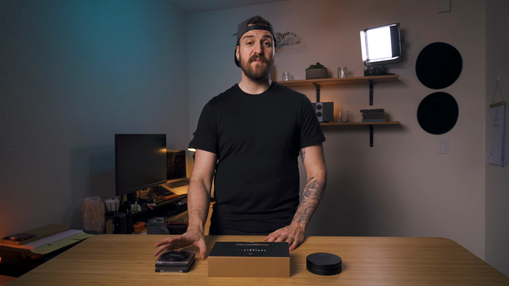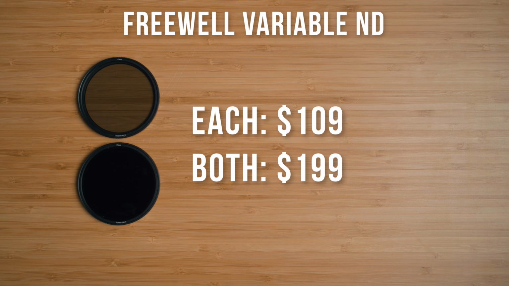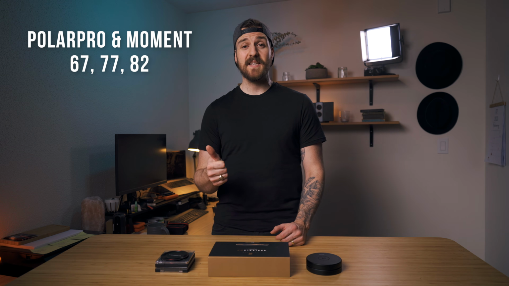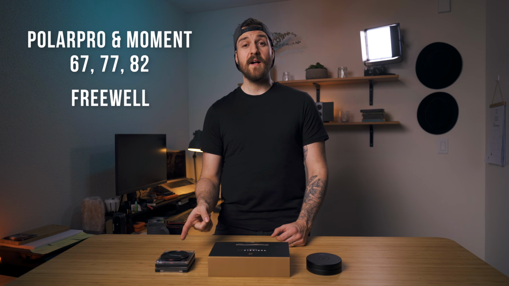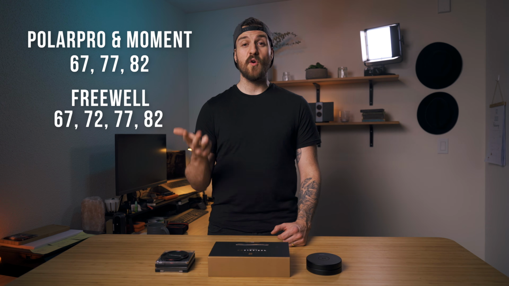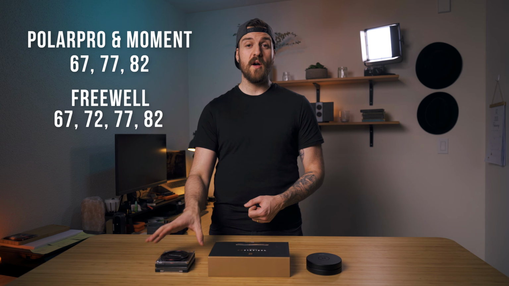And finally, the least expensive of the bunch are the Freewell filters, coming in at $109 each, or $199 for the pack of 2. And that doesn't matter what size or which filter you're getting. Also, just so it's pointed out, the PolarPro and Moment come in 67, 77, and 82mm, whereas the Freewell come in 67, 72, 77, or 82mm. So there's one more size to choose from on the Freewells.